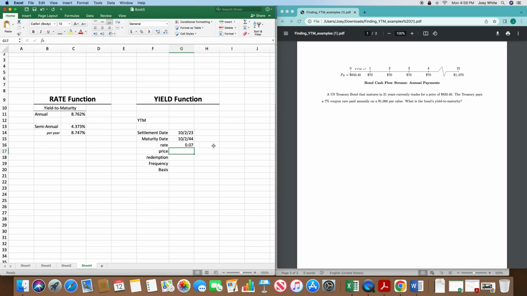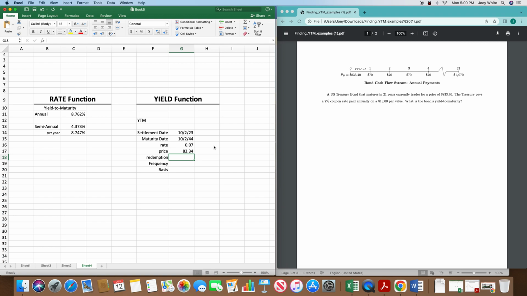But there is something else you do have to do. You have to put it as a percentage of the par. Basically, you take the whole price, divide it by whatever the par is, and then multiply it by 100. So in this case, that's 833.40 divided by the par, which is 1,000, and then times 100, to give you a percent. So this price of $833.40, since the par value is 1,000, means the price is 83.34% of the par. We need to put it in as a percentage of the par.